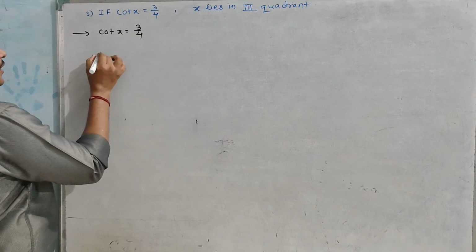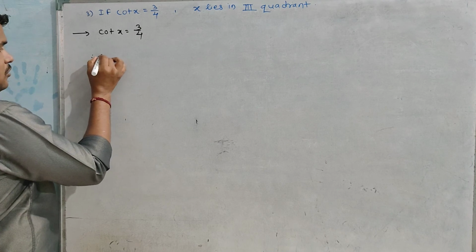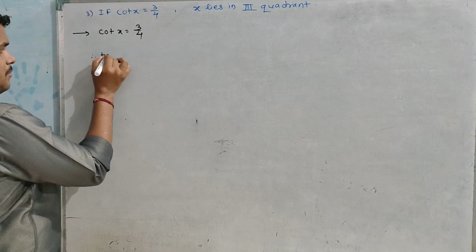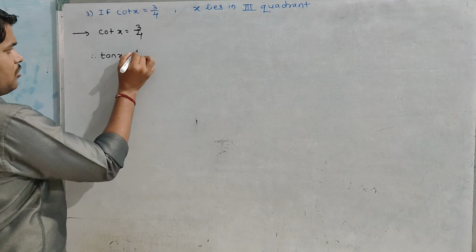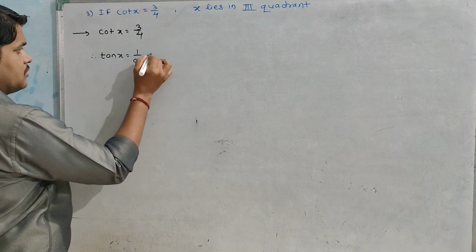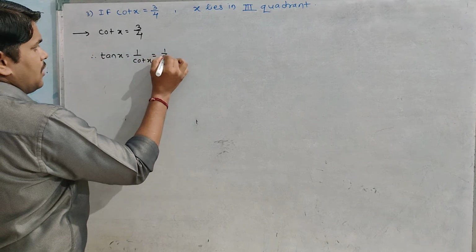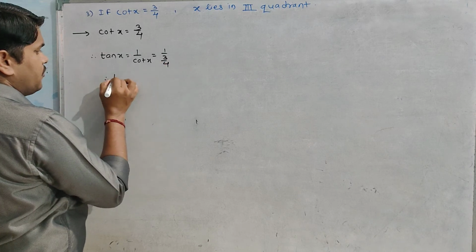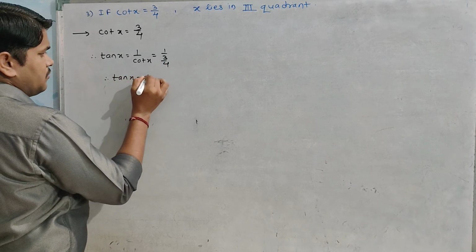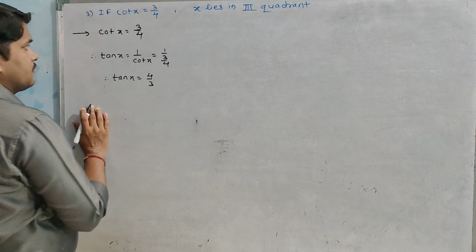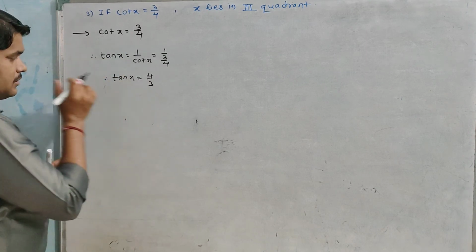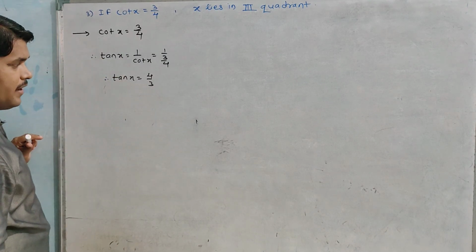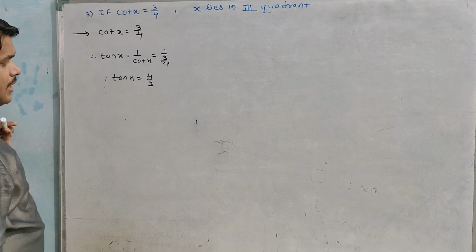Okay, so we get cot means what? The reciprocal of tan, or tan means what? It is the reciprocal of cot x. So here we get 1 upon 3 upon 4. Therefore we get that tan x is equal to 4 upon 3. Understood? First and the second. Now we have to find sec and the other functions.